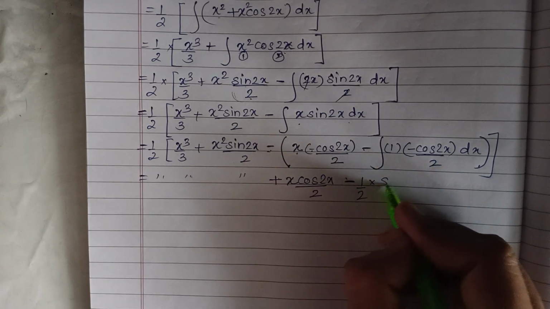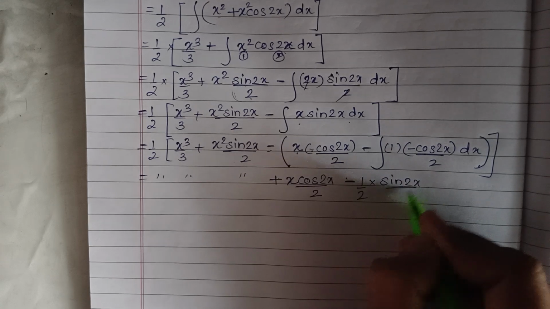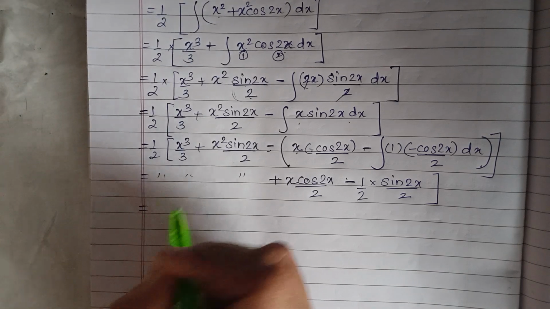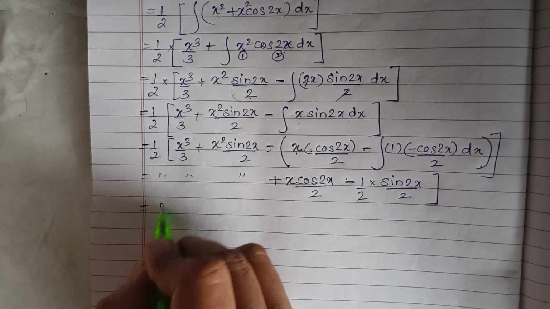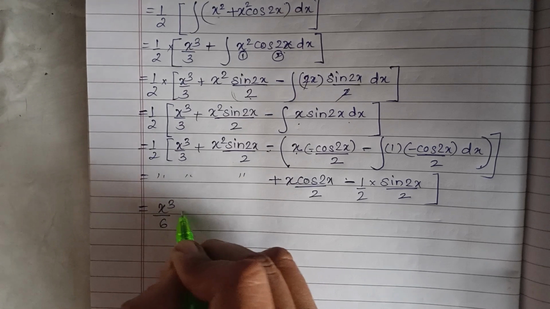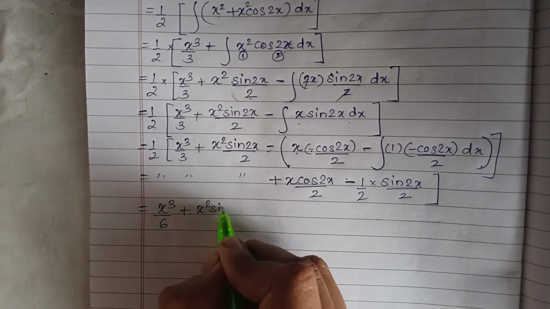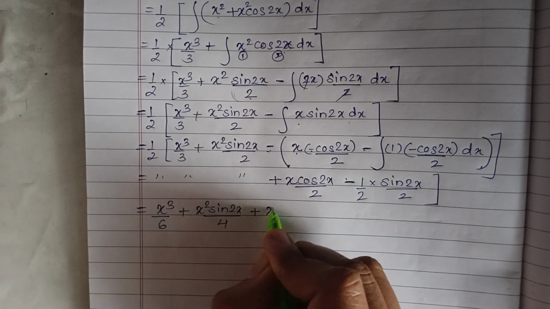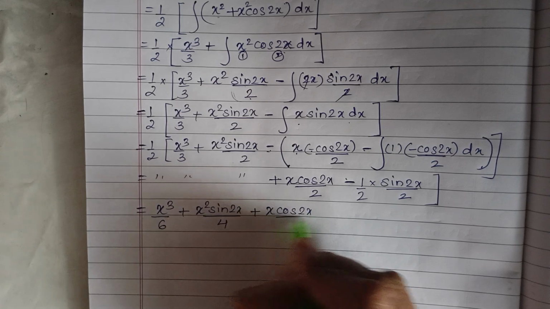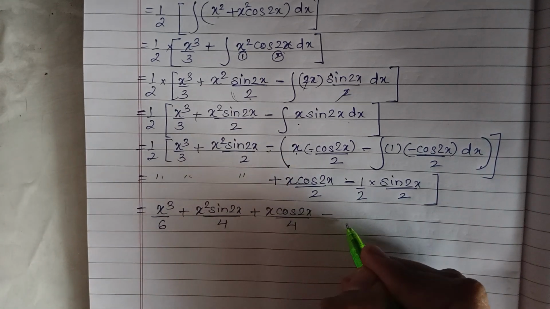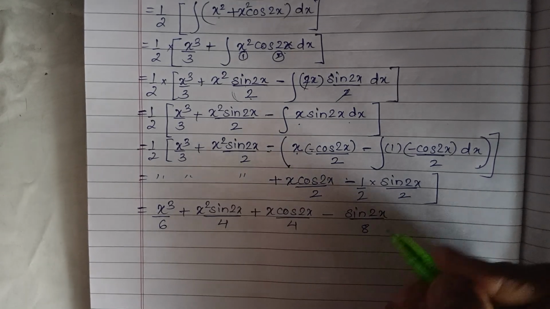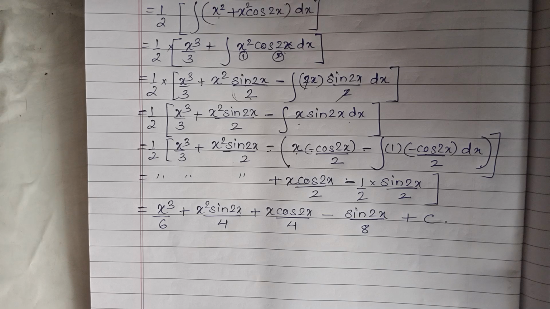Integral of cos 2x is sin 2x divided by 2. I'll take this half inside, so it will be x cubed by 6, minus x square sin 2x by 4, plus x cos 2x by 4, minus sin 2x by 8. Okay, so this is the final answer.